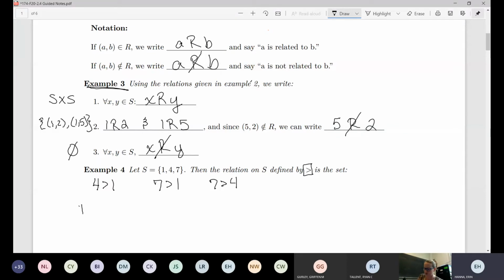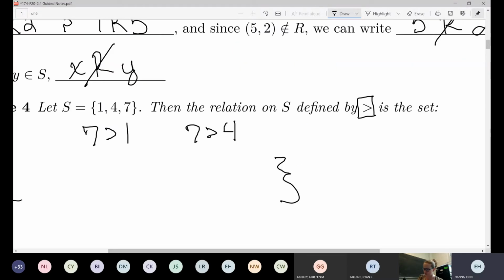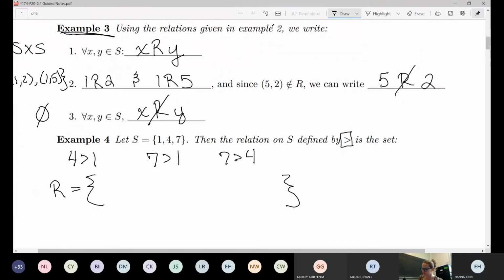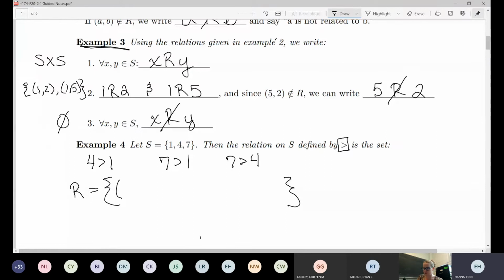So if I actually wanted to write out the relation as a set, since 4 is greater than 1, 4 is related to 1, 7 is related to 1, and 7 is related to 4.